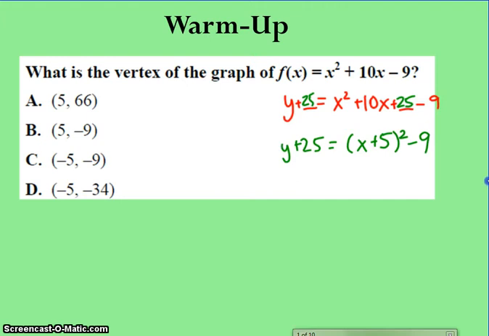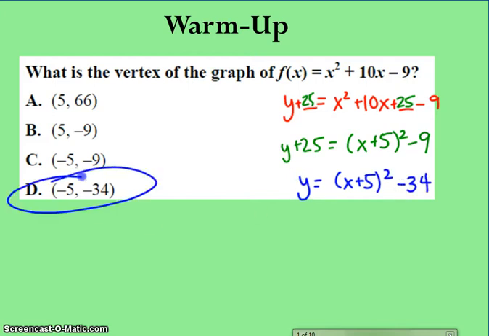Now it's almost in vertex form. All we have to do is subtract 25 from both sides. So negative 9 minus 25 is negative 34. So the vertex would be negative 5, negative 34.